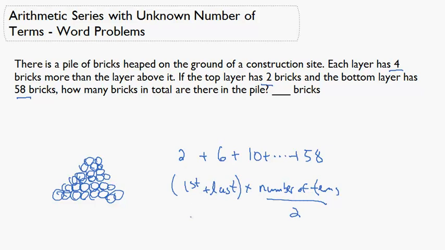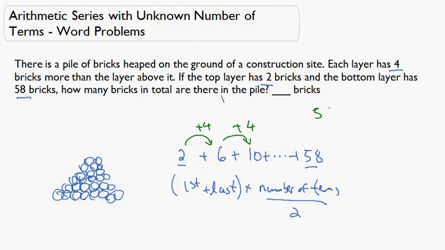So we know what the first term is, it's 2, and we know what the last term is, it's 58. So the challenge is figuring out how many terms there are, the number of terms. And to do that, what we could do is think about how many times the common difference was added. So in this case, the common difference is plus 4. Well, how many plus 4s are there to get from 2 to 58?